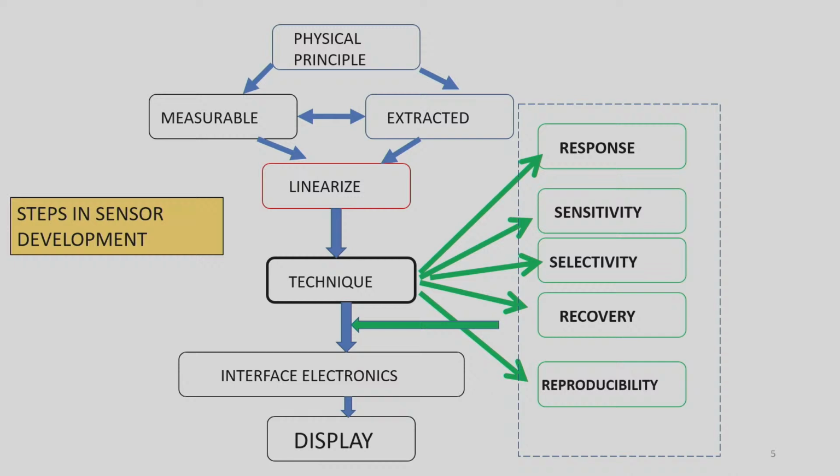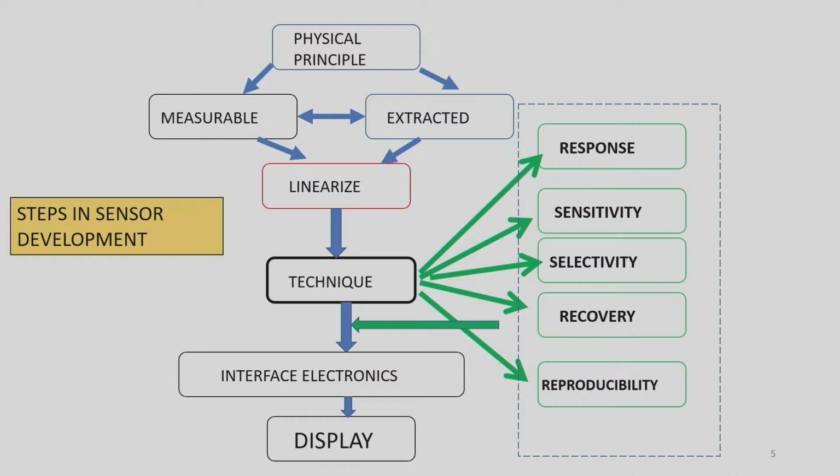Once you've done all this, which takes a sufficiently long time, then you have to build the interface electronics. So once you have a physical signal, the electronics has to convert it into a readable signal, and then you get a display. So this is essentially the development of a sensor in its entirety, meaning any sensor that you see in the market would have gone through all this. The critical part for you to remember is that selectivity and reproducibility are extremely important.